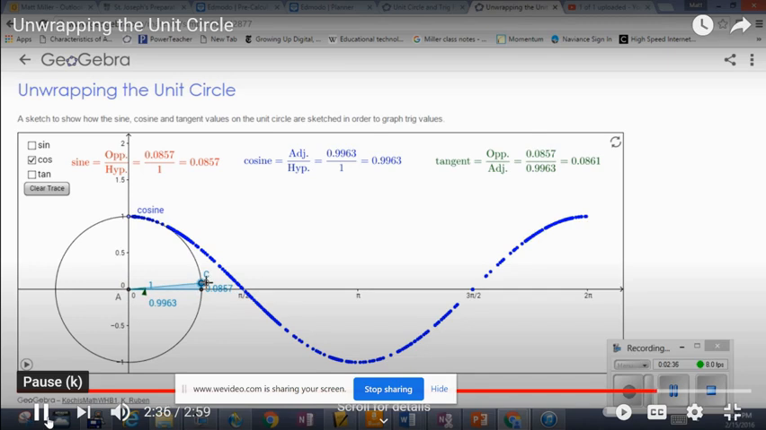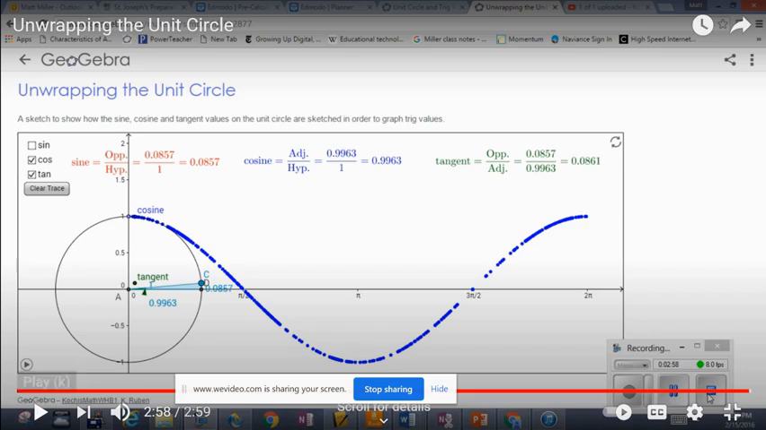So this applet is really convenient and does explain how the unit circle is used to generate the graphs of the sine, cosine, and as well as the tangent, which of course we'll look at later. So look at that and learn from it. It's a very valuable tool for you.